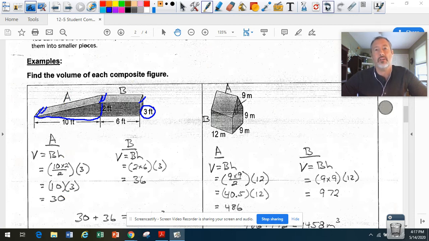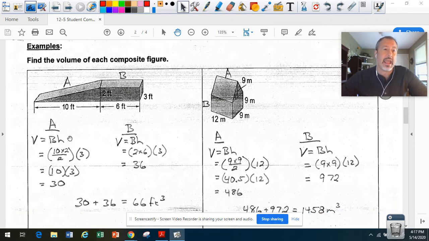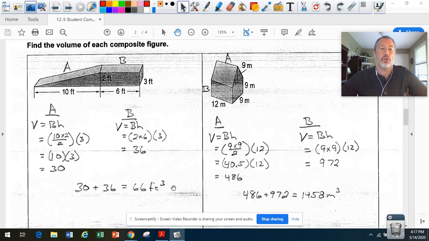So now let's go over here to B. If we look at B, length times width times height. Let's just use that since it's a rectangular prism. All we're going to have to do to find this volume for B is do 2 times 6 times 3. Well, 2 times 6 is 12, times 3 is 36. So for A, my volume is 30 feet cubed. B, my volume is 36 feet cubed. Add them together, you get 66 feet cubed.